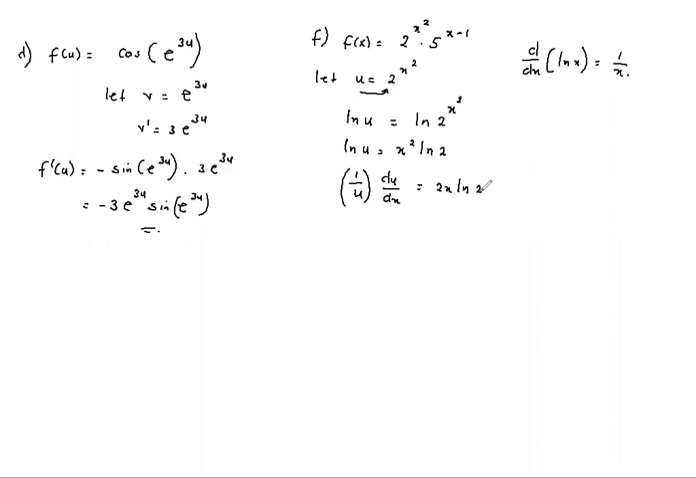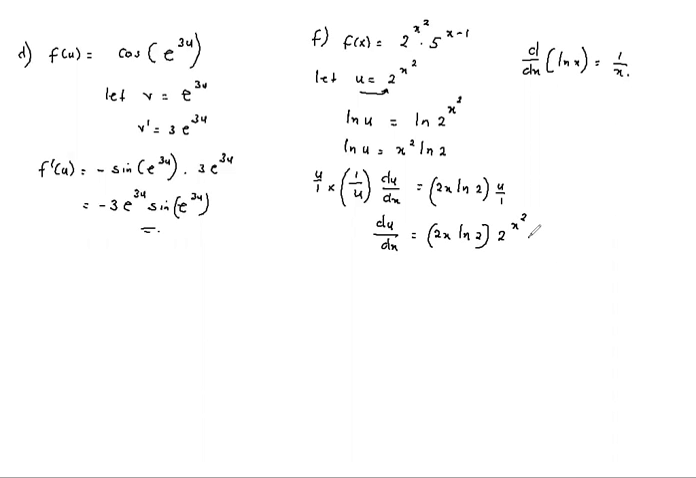Now we are looking for du dx. So you can cross multiply. We multiply by u over 1, we also multiply by u over 1, so that we have du dx is equal to 2x ln 2 multiplied by u. But what is u? u is 2 to the power x squared. So that's the derivative of u.